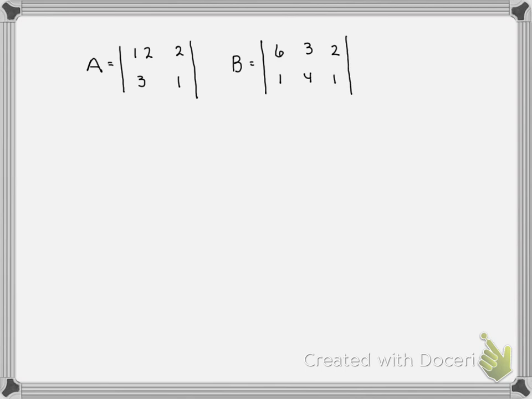Okay? Now, let's see if we are allowed to multiply A times B. So is A times B defined? Can we do that? We're going to identify the dimensions. We have a 2 by 2, okay? And in B, we have a 2 by 3. So because these two numbers here are the same, the multiplication is allowed, okay?